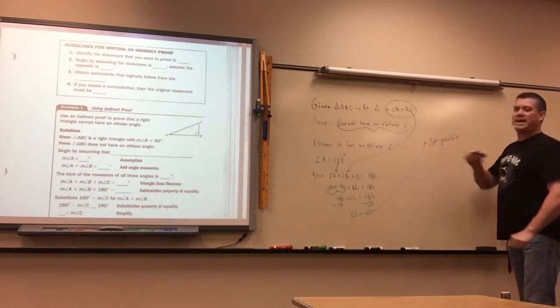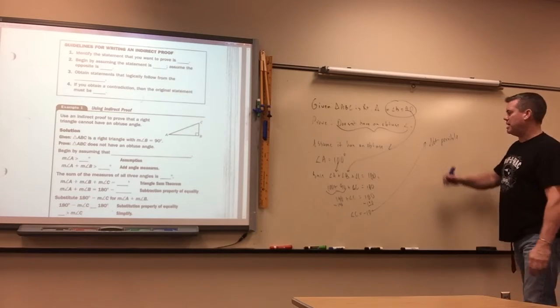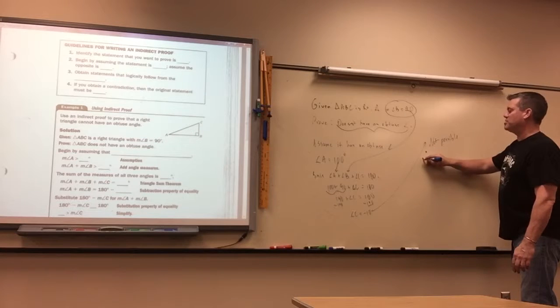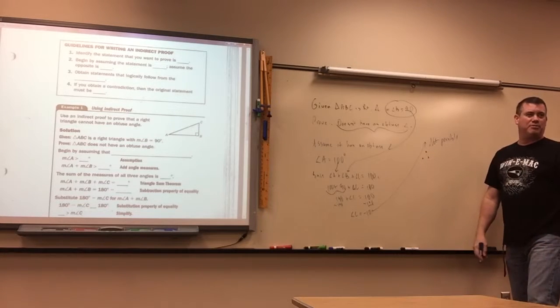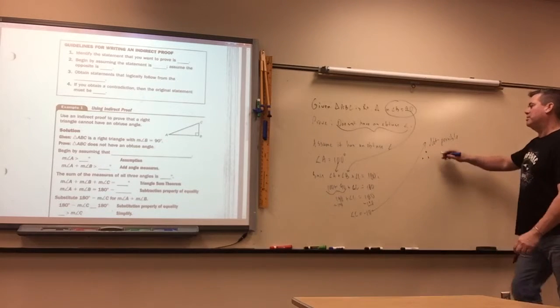And now here's an abbreviation I don't think I've shown you before. They use it a lot in science. Three dots like this means therefore. Have you seen that before? Therefore, it can't have an obtuse angle.